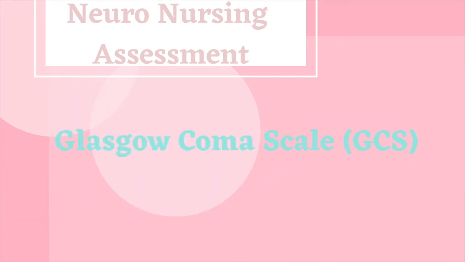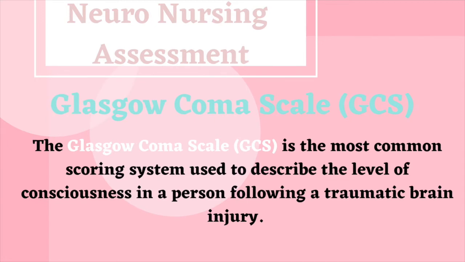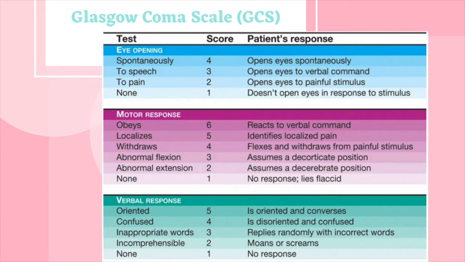Right now, let's discuss the Glasgow Coma Scale. The Glasgow Coma Scale is the most common scoring system used to describe the level of consciousness in a person following a traumatic brain injury. Basically, it is used to help gauge the severity of an acute brain injury. The test is simple, reliable, and correlates well with outcome following severe brain injury. There are three things that we test: the eye opening, motor response, and verbal response.